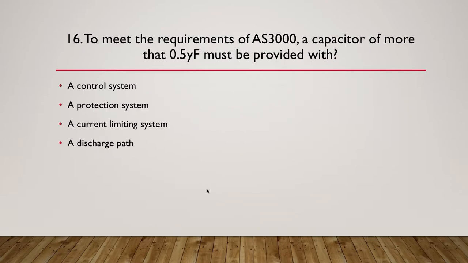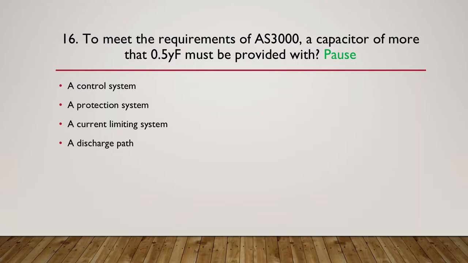So question 16 now. To meet the requirements of AS3000, a capacitor of more than 0.5 of a microfarad must be provided with what? Option 1, a control system. Option 2, a protection system. Option 3, a current limiting system. And option 4, a discharge path. So have a think about that.